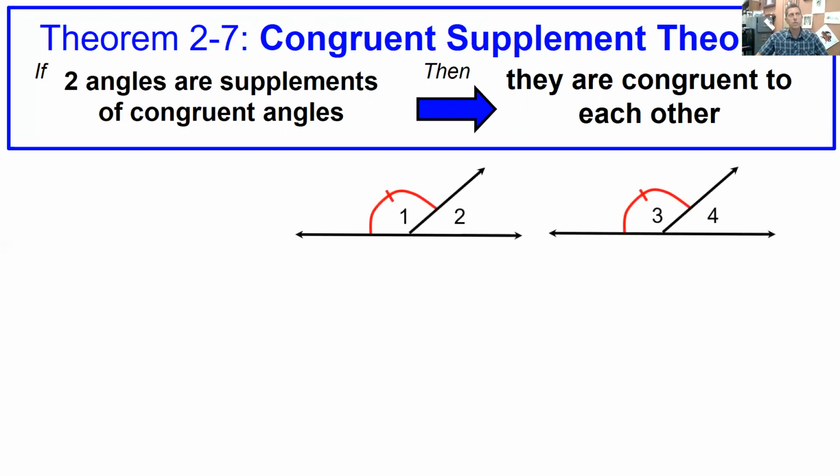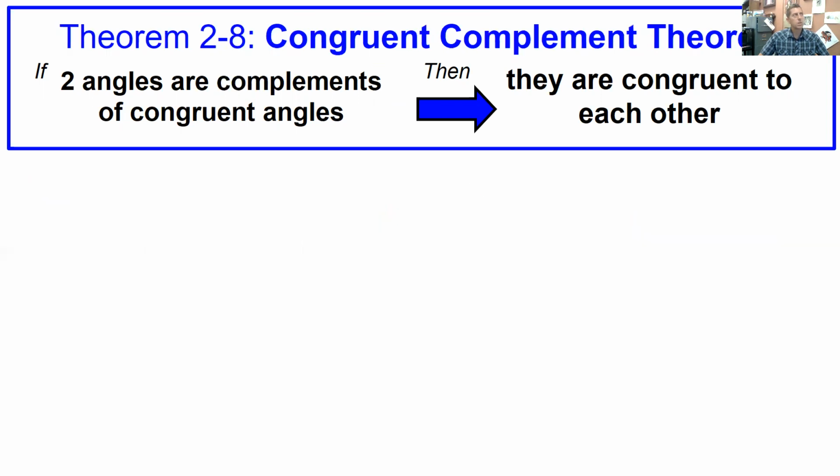So in this situation, we've got 1 being congruent to 3. And then what can we deduce about 2 and 4? Well, we know that 2 and 4 are going to be congruent as well, because they all have to add up to 180. All right, make sure you're taking notes on these.